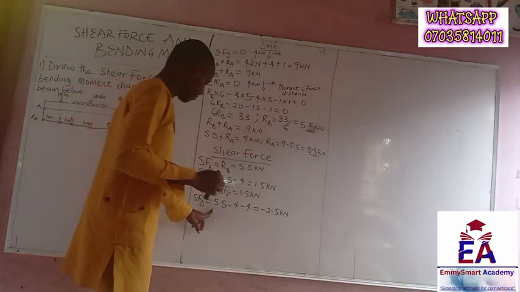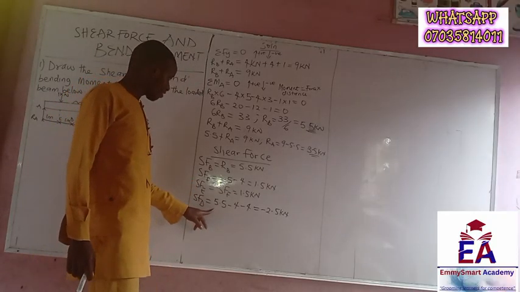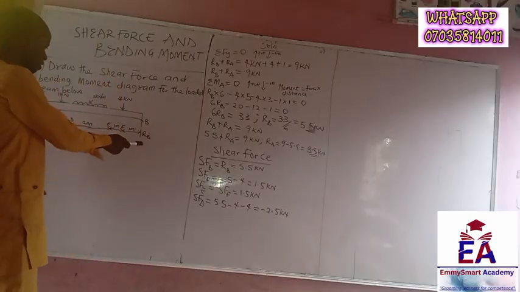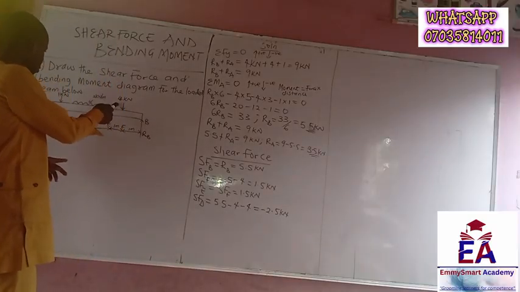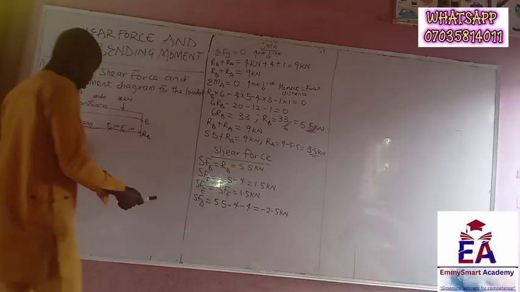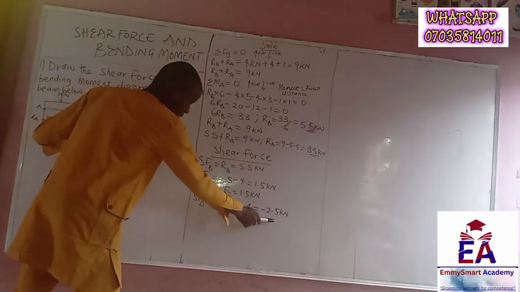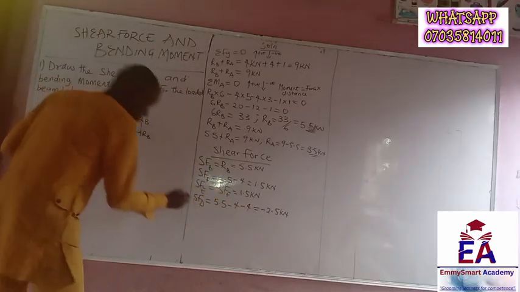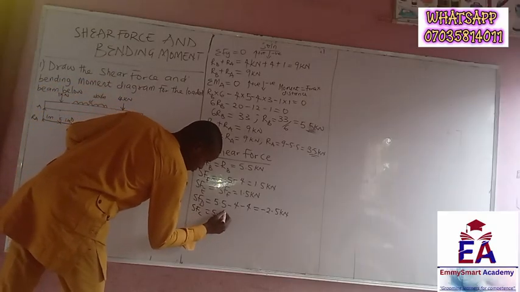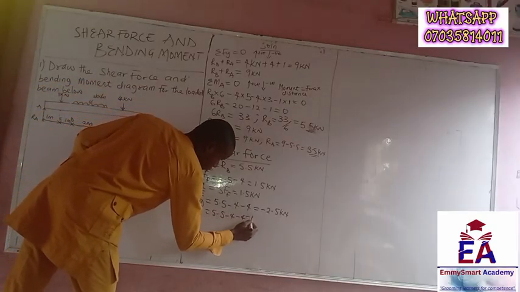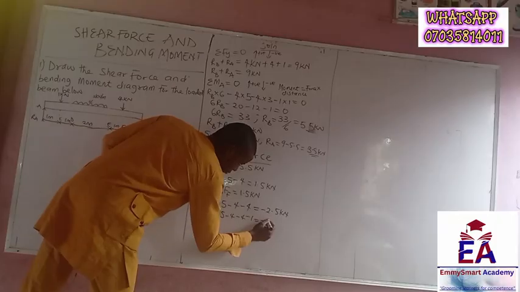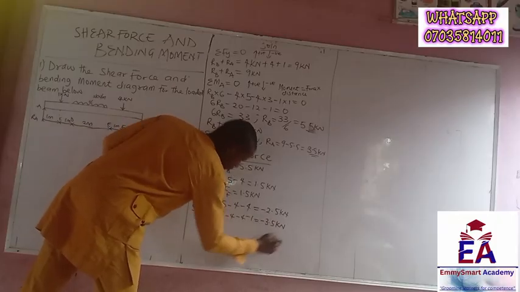So that is 5.5. Shear force at D will be 5.5 minus 4 minus 4. 2 times 2 is 4, minus 4, right? That will give us shear force at D, which is minus 2.5 kilonewton. Then shear force at C will be 5.5 minus 4 minus 4 minus 1 kilonewton. That will be minus 3.5 kilonewton.